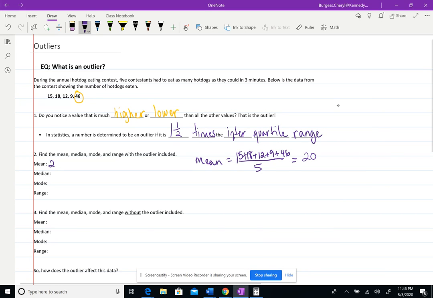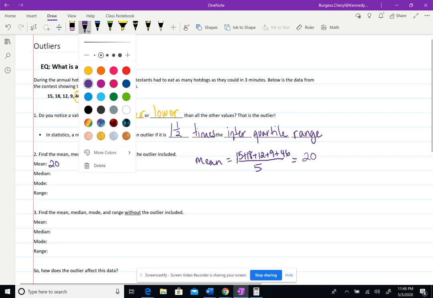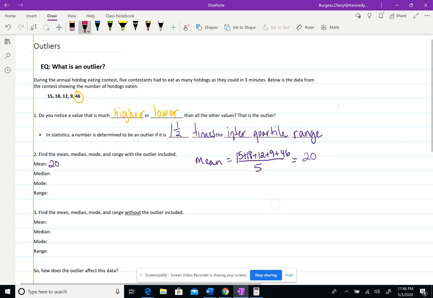Our median is going to be the middle, right? So let's put our numbers in order from least to greatest. For median, we start with the smallest, that's 9, then 12, then 15, and 18, and 46. So what's our middle number here? Our median is 15.